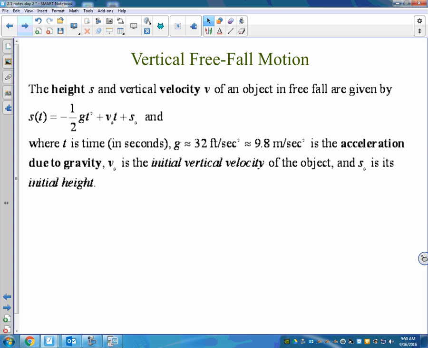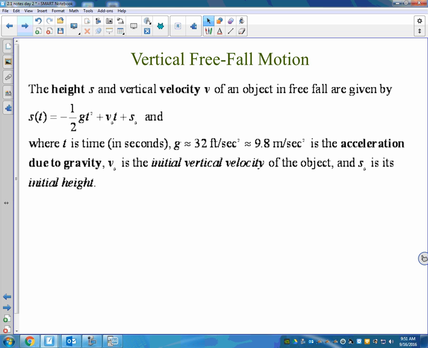G is your acceleration due to gravity, which, depending on whether you're in science class or in math class, in feet, that's 32 feet per second squared. In meters, that's 9.8 meters per second squared. So it depends on which you're in, if you're in feet or if you're in meters, on what number you plug in there. V sub 0 is your initial velocity, and S sub 0 is your initial height.